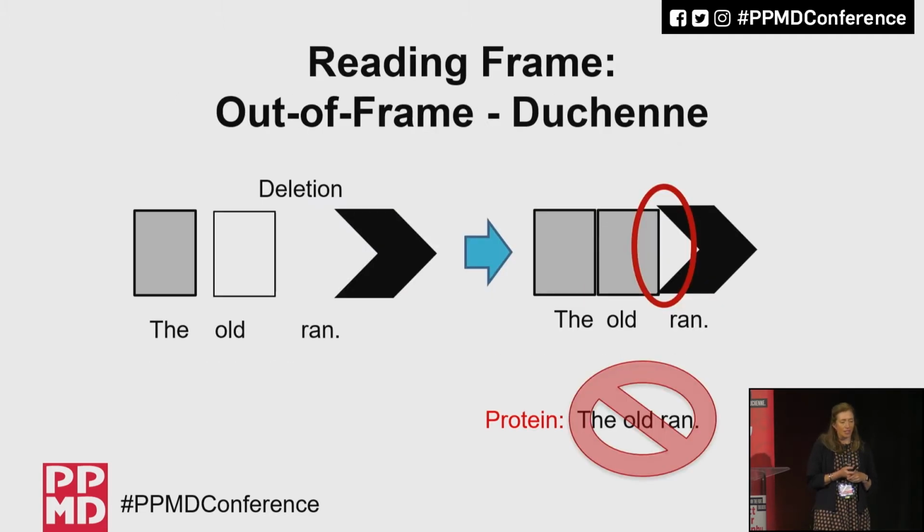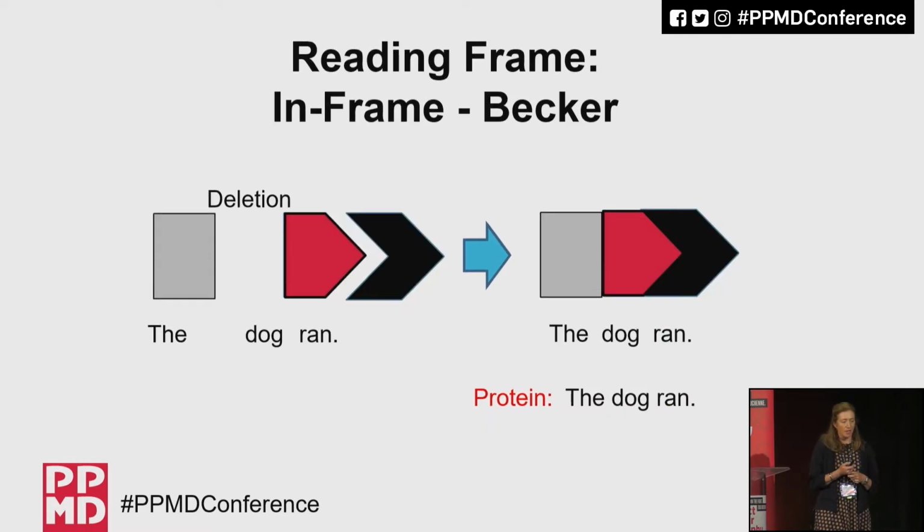When there's a deletion, so an exon is deleted, those remaining exons can't line up together properly, like the puzzle pieces don't fit together, and you end up with the old ran, which doesn't make sense. So we call that an out-of-frame deletion because the resulting protein really just doesn't make any sense and is not going to be functional. Versus in-frame changes you've maybe heard about.